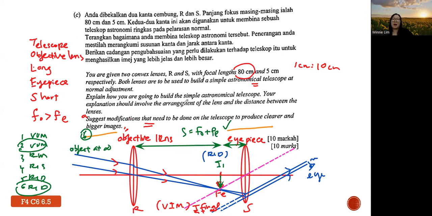Then next, how do you make it magnify? The magnification formula is FO over FE. So the longer it is, the greater it is. Then you see I mentioned R is the objective lens, S is the eyepiece. I already get marks. Then I put my object at infinity. I form the image at the focus point. I get another mark. So all this is the idea. Now we see the idea on how you construct it into a table form.